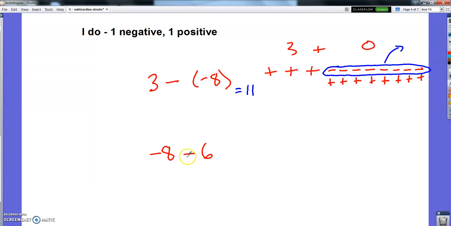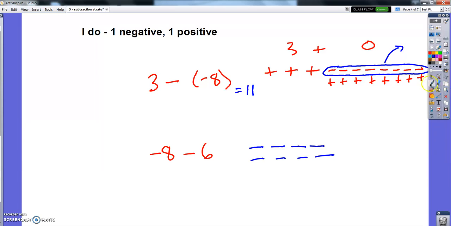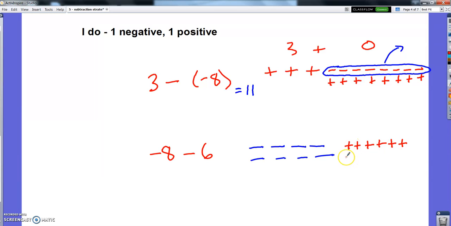Negative 8 take away positive 6. Negative 8 minus positive 6. So again, I start with my first number. There's my negative 8. And I'm going to draw it a little differently, actually, so I have more space. 1, 2, 3, 4, 5, 6, 7, 8. And I want to take away positive 6. Don't have any positives to take away. Can't take away 6 plus signs unless they're there. So if I want to take away 6 positive signs, I can, but I've got to put the negative signs with them.